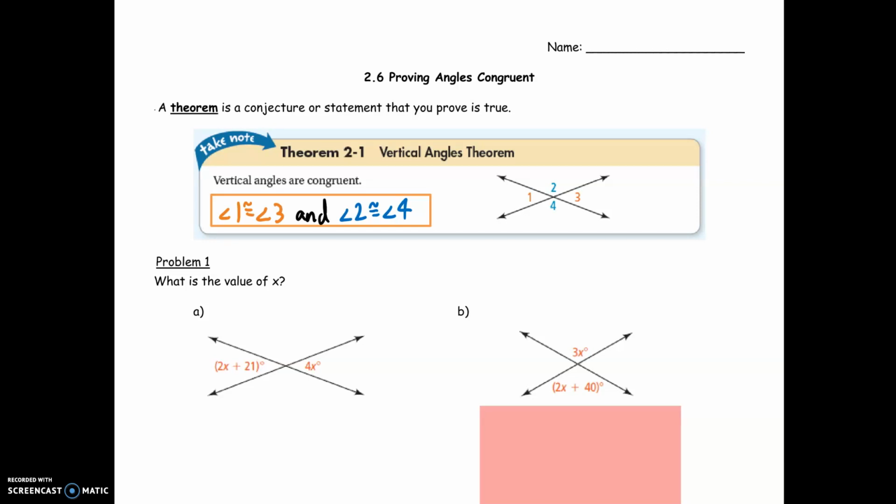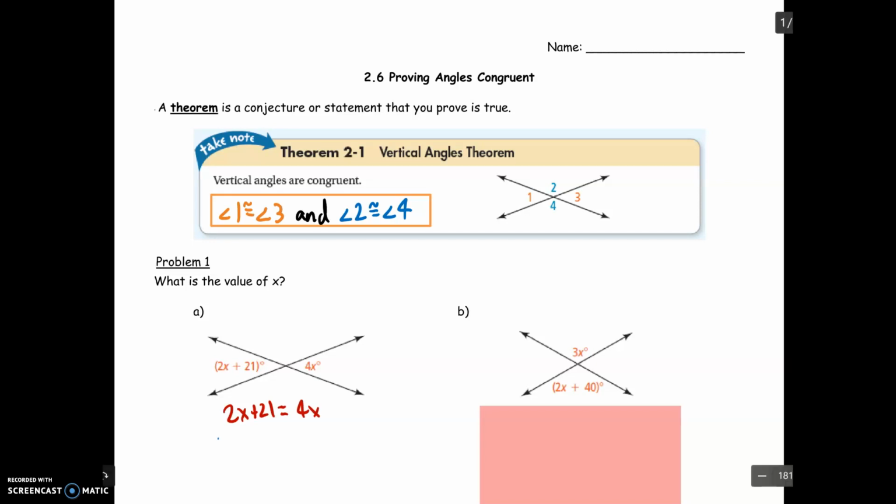So first thing, again, if I'm trying to use this in an equation, I can find the value of x just by applying what we call the vertical angles theorem. Again, that just allows me to say these two measurements are going to be equal to each other. So I know that the expression for the angle on the left is going to be equal to the expression for the angle on the right, again, just by the fact that they're vertical angles.